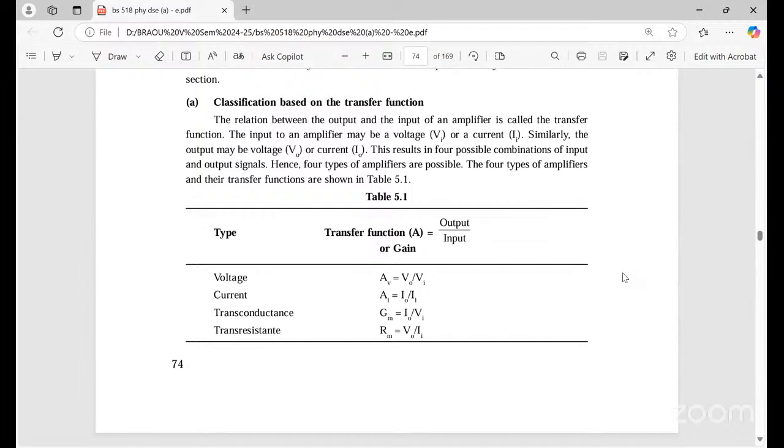What are the 4 types? The voltage amplifier, where the gain is output voltage by input voltage, Av equals V0 by Vi. Current amplifier, where the gain is output current by input current, Ai equals I0 by Ii. Transconductance, Gm equals I0 by Vi. Transresistance, Rm equals V0 by Ii. We know that R equals V by I. That's why here it is output voltage by input current.